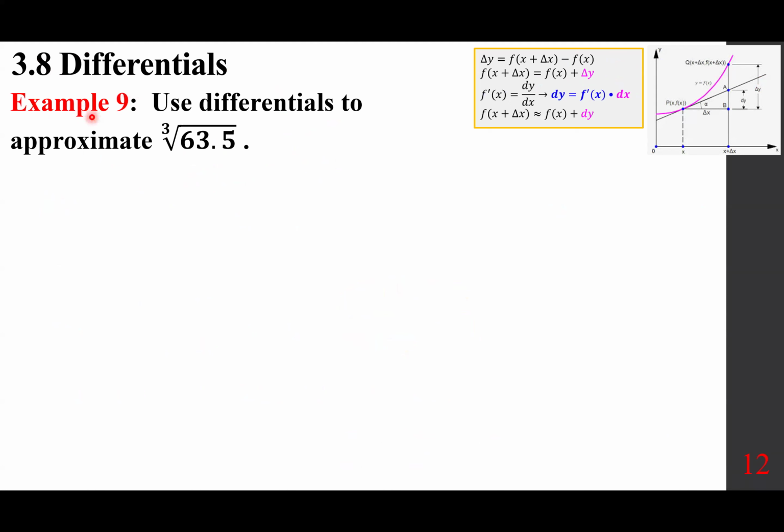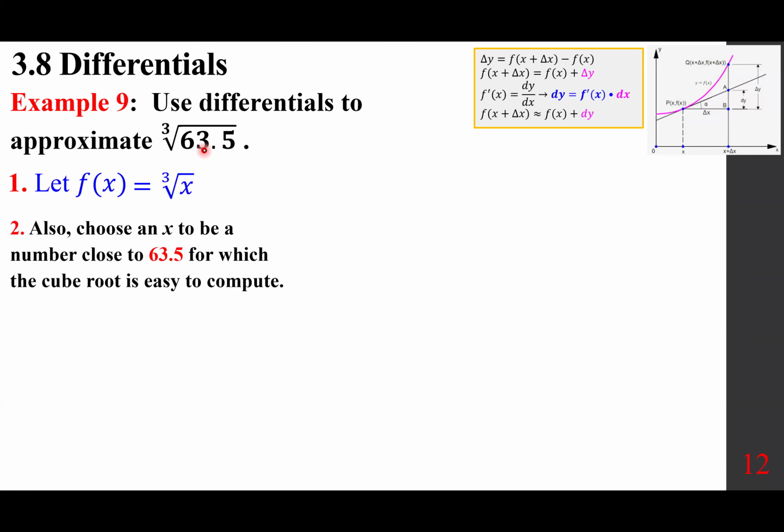Section 3.8, differentials. Example 9, use differentials to approximate the cube root of 63.5. Even if they don't mention differentials, normally that's what it means. You have to use differentials or linearization or both. So the very first thing is we need a function. And to find the function, just read the question. You want the cube root of 63.5. The operation is the cube root, so the function is cube root of x. So that's the function.